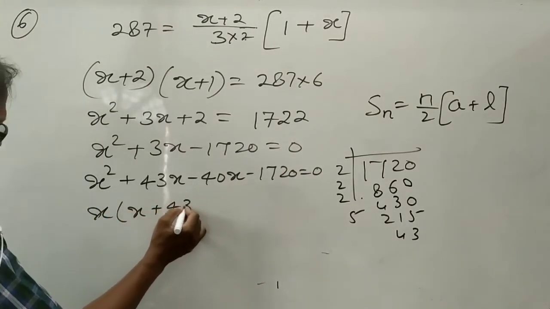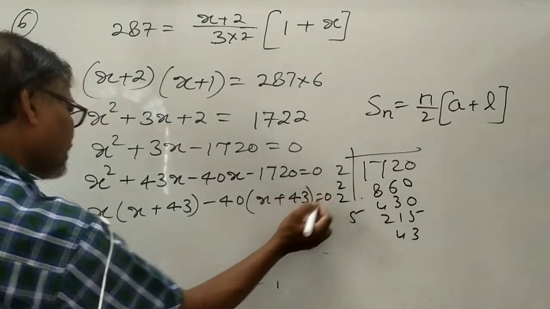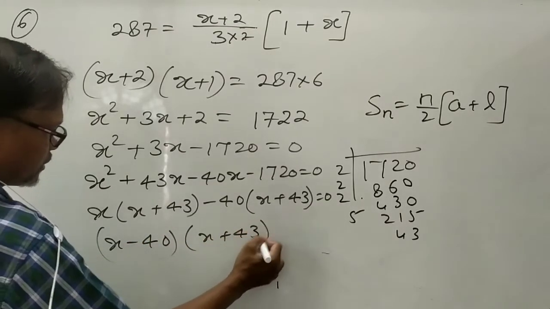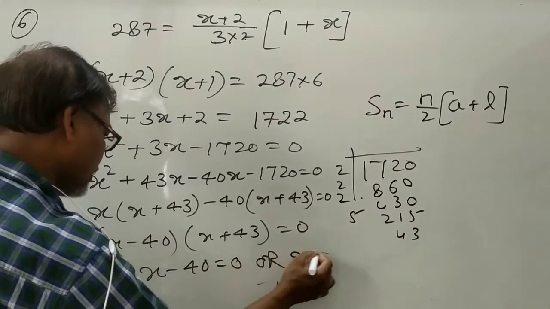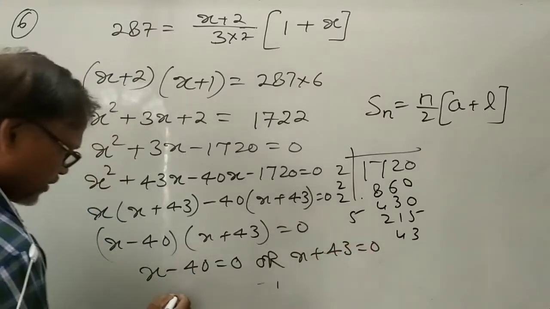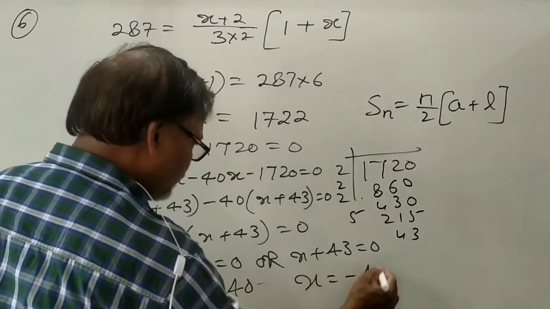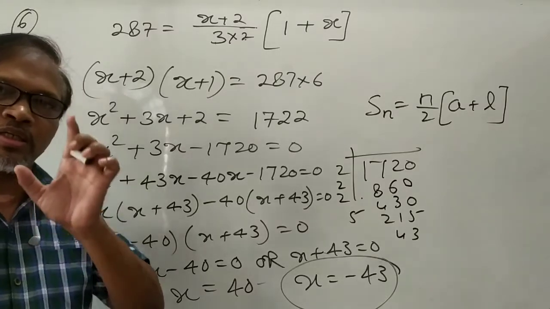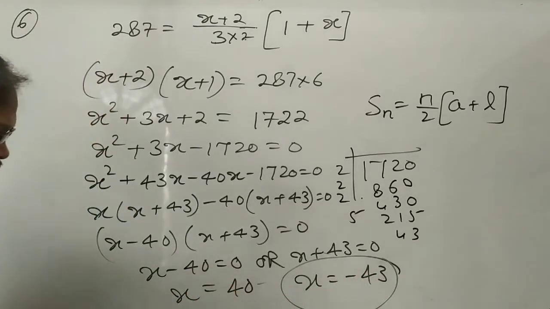From this you can take common 40x, so x plus 43 and then x minus 40. So x minus 40 and x plus 43 is equal to 0. So x minus 40 is equal to 0 or x plus 43 is equal to 0. So x is equal to 40 and x is equal to minus 43. This value is not applicable because in your question every number is positive, therefore you cannot take negative. So only 40 is correct, meaning 40 is the answer.